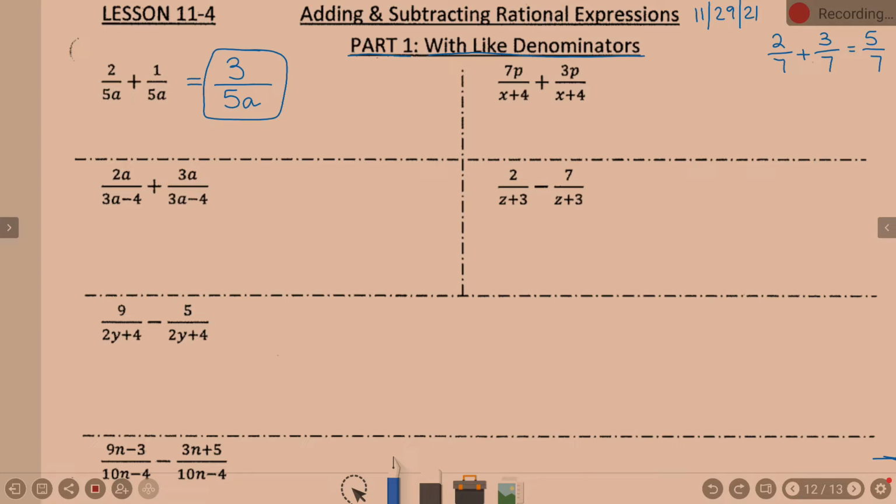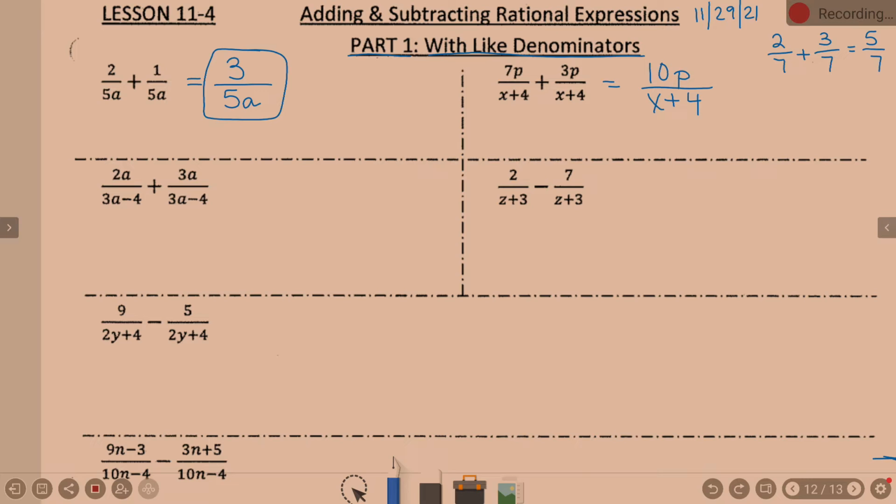Okay. Next example. 7p over x plus 4 plus 3p over x plus 4. Thoughts? 10p squared, maybe. Not quite. No, 10p. 7p plus 3p, so 7 of something plus 3 of something is going to be 10 of something. 10p over x plus 4. It would be 10p squared if we were multiplying them. But we're just adding.